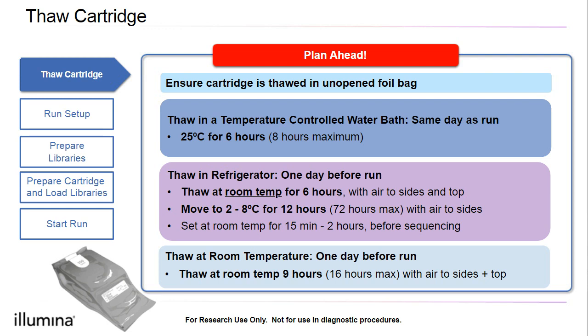Our last option, which also allows us to start thawing 1 day before the run, is to thaw at room temperature for 9 hours and a maximum of 16.